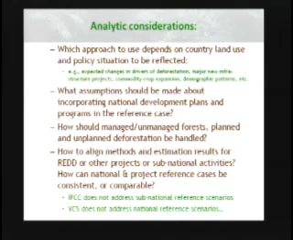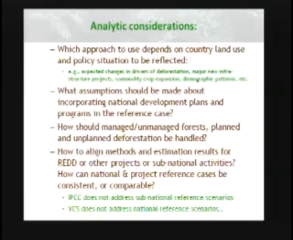What next point should be considered? What assumptions should be made about incorporating national development plans and programs in the reference case? Also, how we should deal with managed and unmanaged forest. How should we deal with planned and unplanned deforestation? Would that be part of a forward-looking scenario? Would we take this as granted, or is this influenceable? Is this something that's an external influence, or is this something that can be changed with policy?